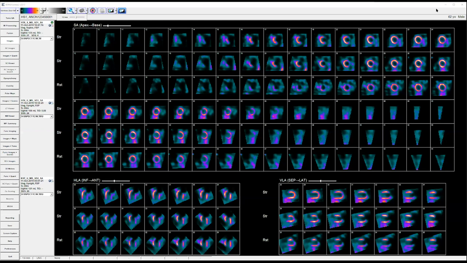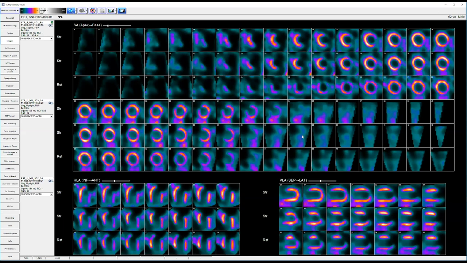We focus on the stress first, and towards the apex we don't see much there. Then my eyes go down to the BLA, which is a better projection. We can see more of the apex, and there is a medium size perfusion defect of severe intensity in the distal anterior involving the apex and part of the septum, that when you compare to the rest is pretty fixed.